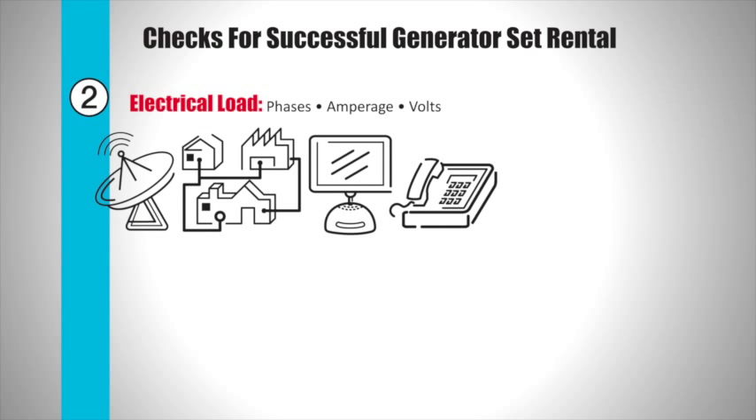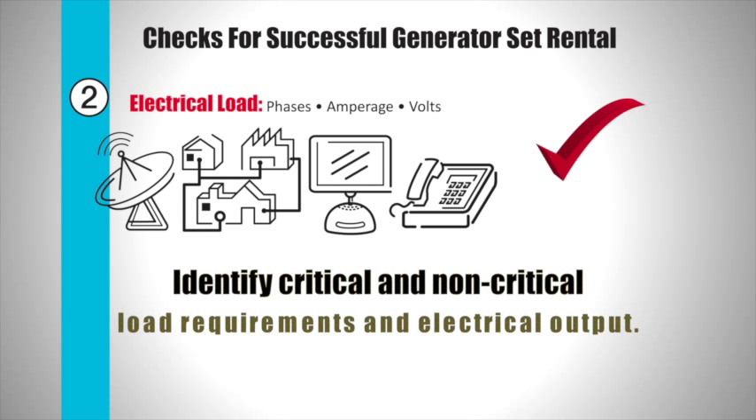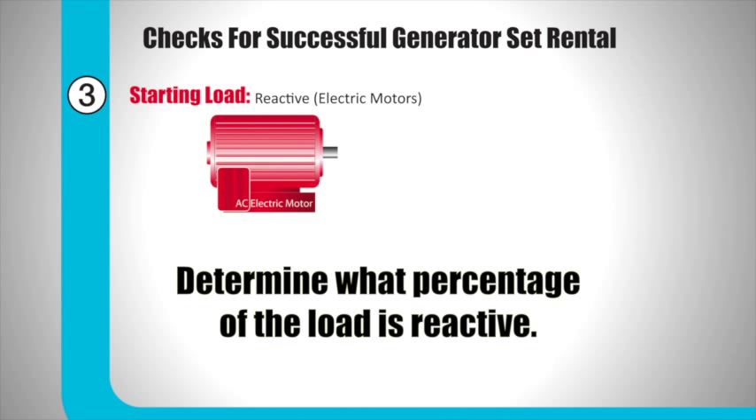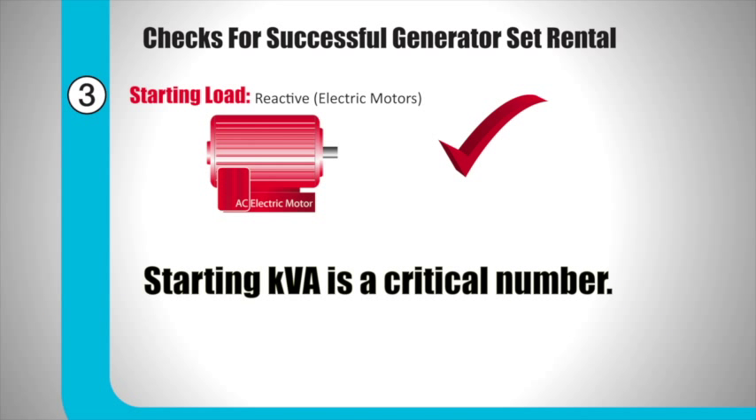Having determined site conditions, the type and size of load has to be verified. Check 2 identifies the critical and non-critical load requirements and the type of electrical output required, whether it be phase, amperage, volts, or characteristics such as high SCR loads. Check 3 is to see how high a percentage of the load is reactive, such as electric motors that require larger loads on starting. Starting kilovolt ampere is a critical number to take account of.